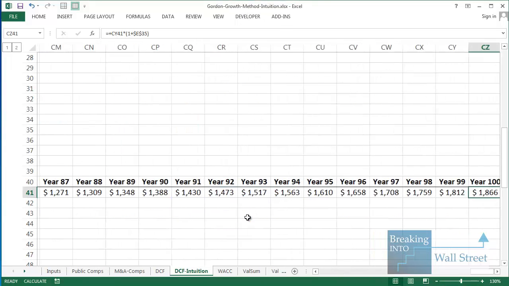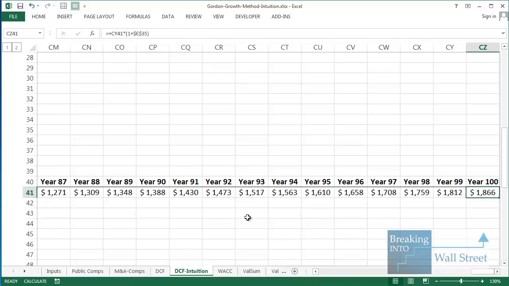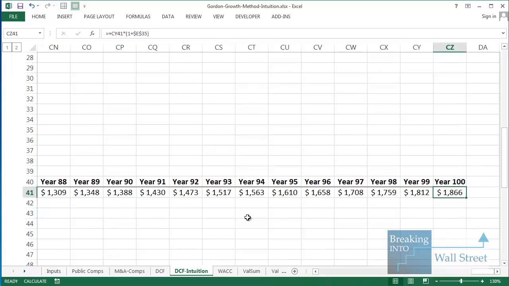So with that, we can see it goes all the way up to close to $2,000 by year 100 right here. But of course, the relevant question is, what is the net present value? Because of course, money in year 100 is going to be worth far less than money today because we could have invested it and earned something on that in the meantime.